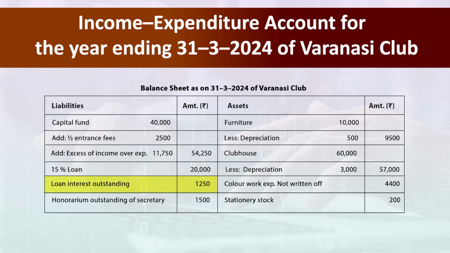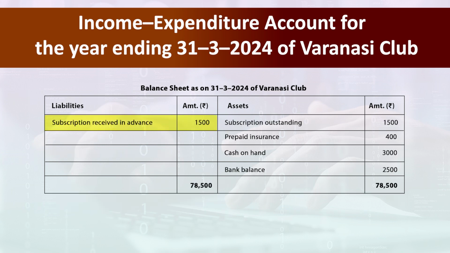15% loan is recorded as rupees 20,000. The loan interest outstanding as calculated is recorded at 1,250. Honorarium outstanding of secretary is rupees 1500. Subscription received in advance is rupees 1500. The total of the balance sheet is rupees 78,500.